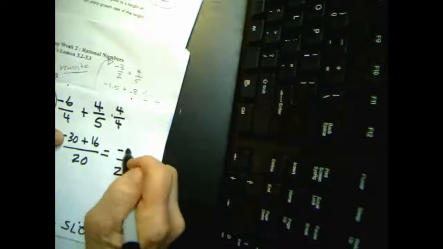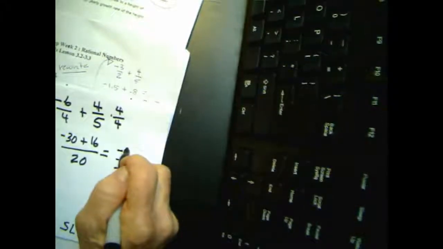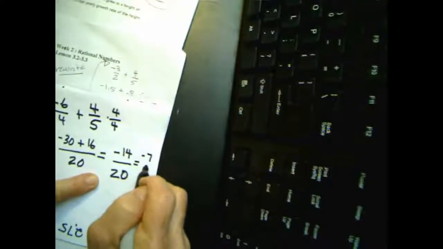So I'm going to have negative 14. Negative 14 over 20, I know I can reduce that. 2 goes into 14, negative 7/10. Then I look over at my answer choices, and there's no negative 7/10, but I know that 7 over 10 is the same thing as 0.7. My answer is negative. The correct answer in this case is B.